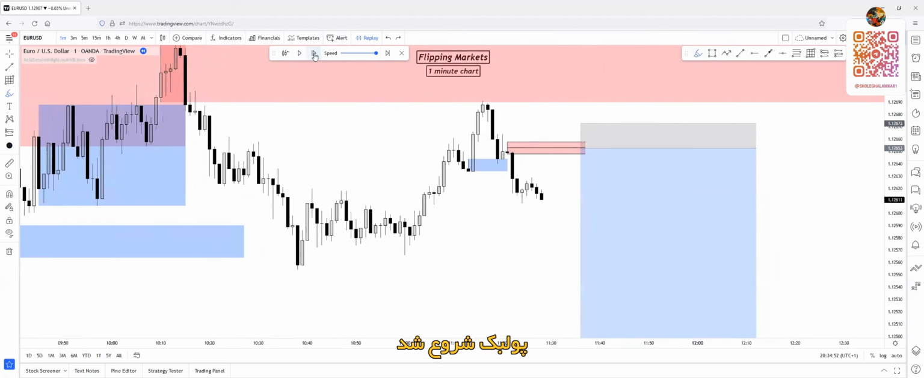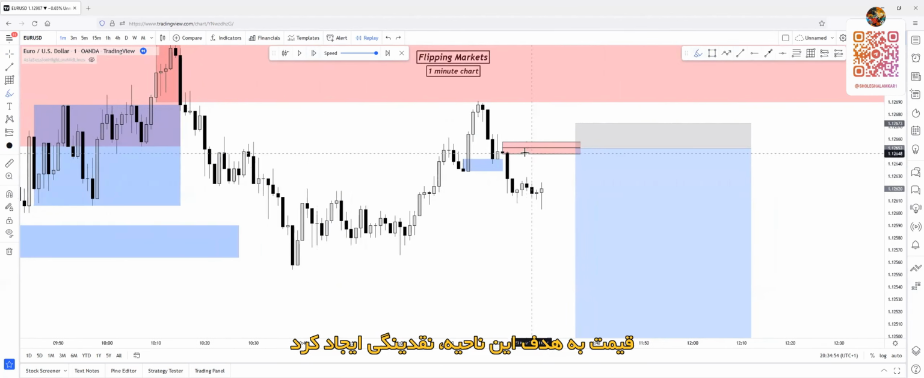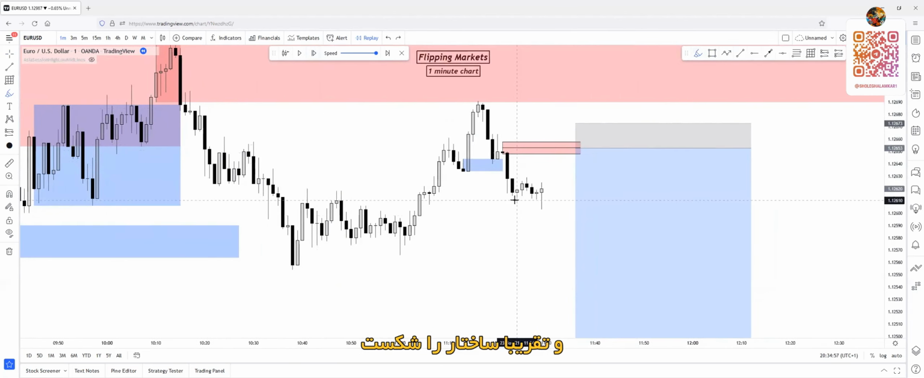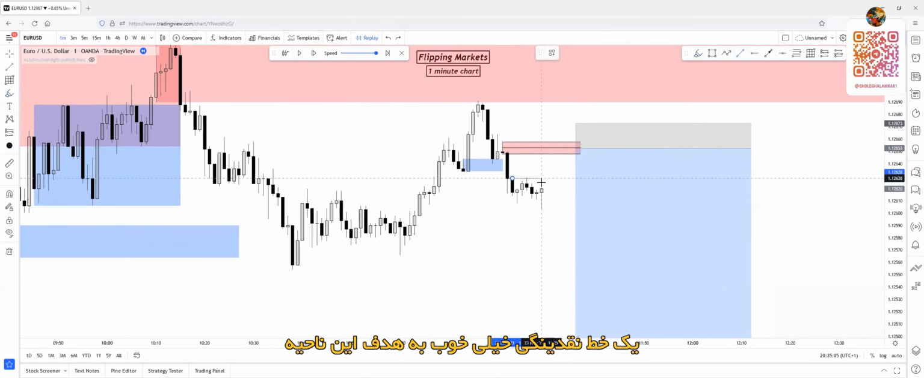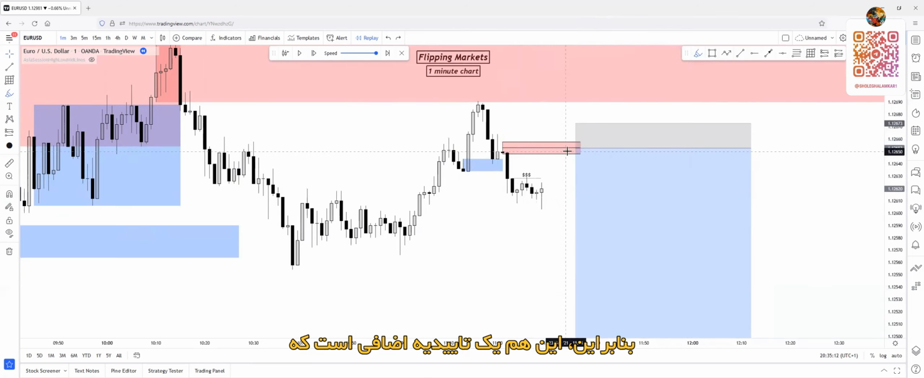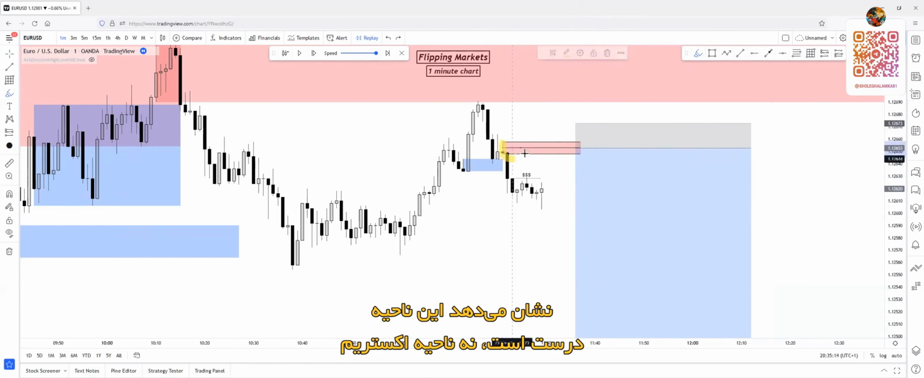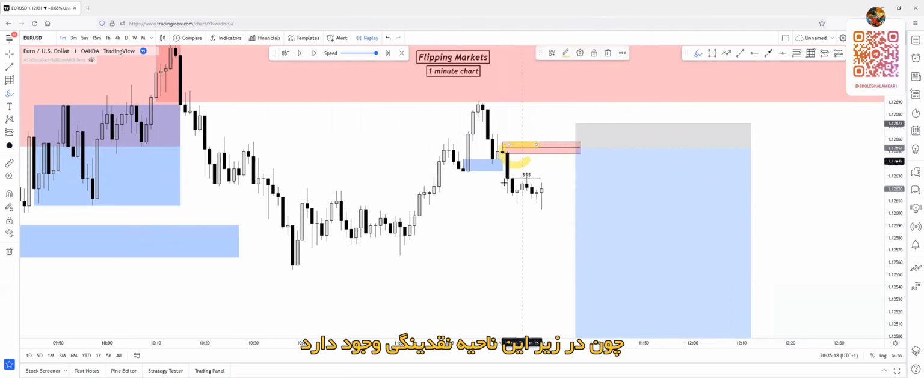A pullback started. Price created liquidity just for this zone and almost broke structure, but it didn't break structure because this is just a weak break, not a body break. So as you can see, we have a really, really good liquidity line just for this zone, right? So this is one more confirmation that this zone will be the right zone and not the extreme one, because this zone has liquidity just below it.